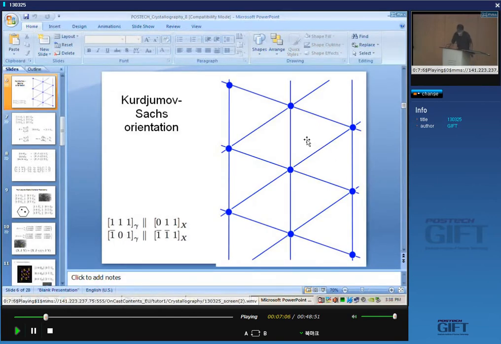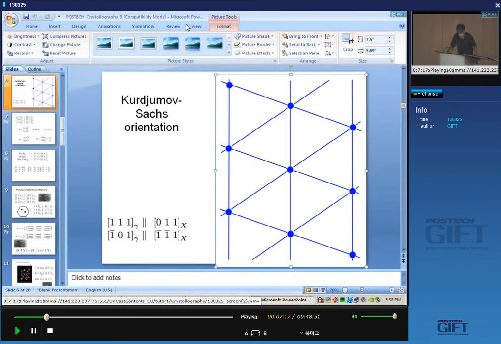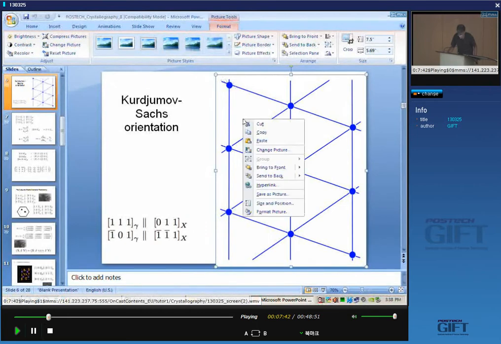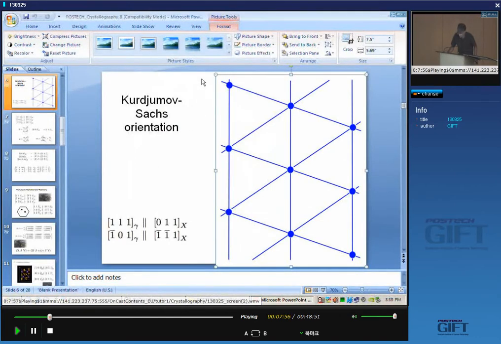Let me see if I can change that. Does anybody know how to make this transparent? It's a pity, because on my Macintosh this was transparent.